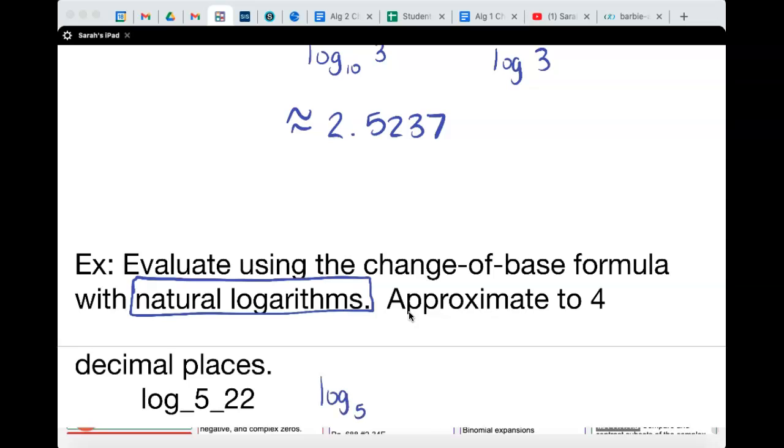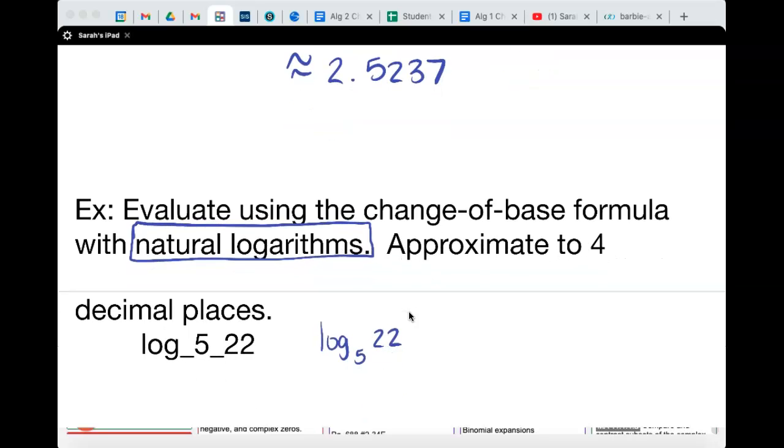So this time we have log base 5 of 22. Same thing, I could write it as an exponential, but I don't know for sure what the exponent would be. So we're going to use natural logarithms. So how could I rewrite this as a fraction? Of 5. So you have to take both numbers.